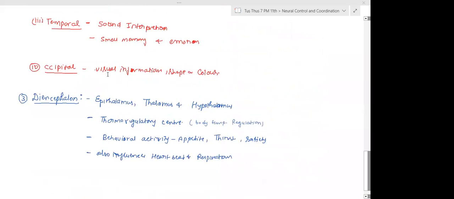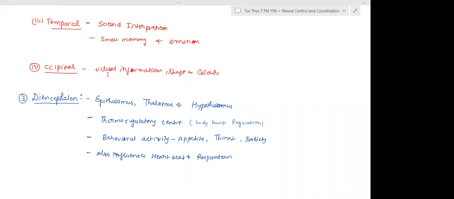Okay. Now Diencephalon. Diencephalon is also called epithalamus, thalamus, or hypothalamus, right? It is the thermoregulatory center, means it regulates or controls the temperature of the body. Suppose it's cold outside, the body will start shivering, so that it controls the temperature. That's how it controls the temperature. Then behavioral activity. Satiety means feeling of satisfaction, right? This feeling of satisfaction is controlled by the Diencephalon.